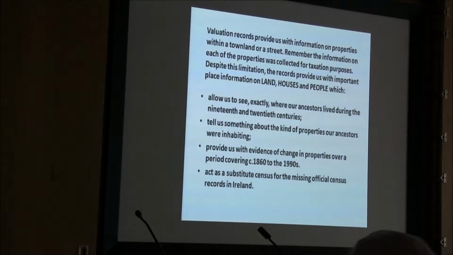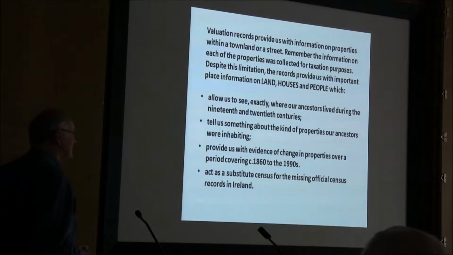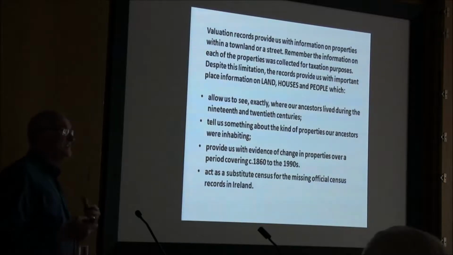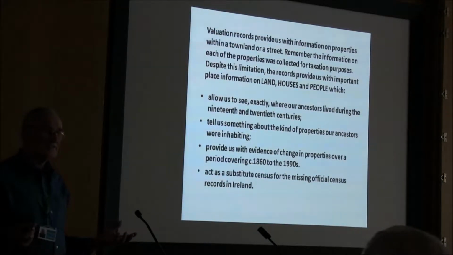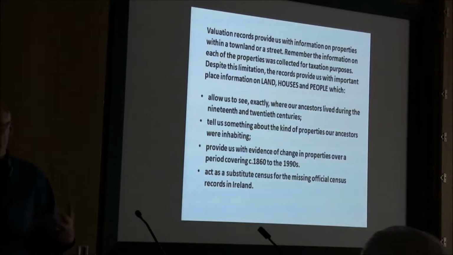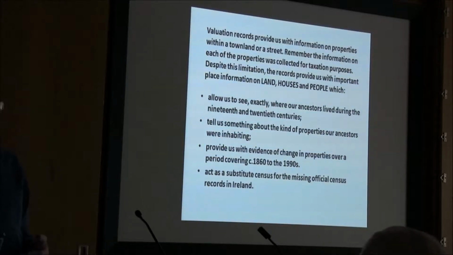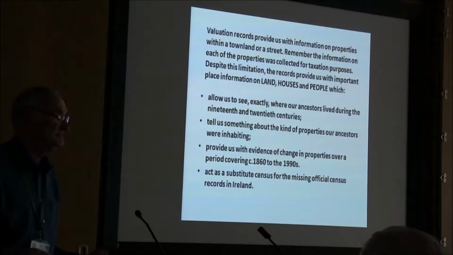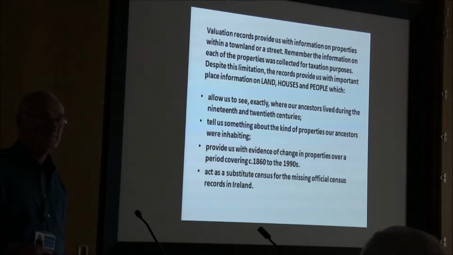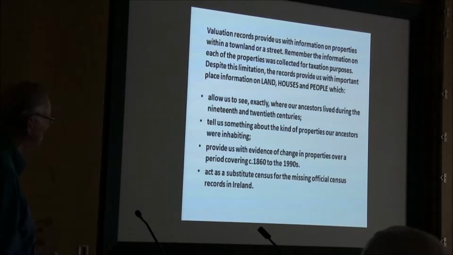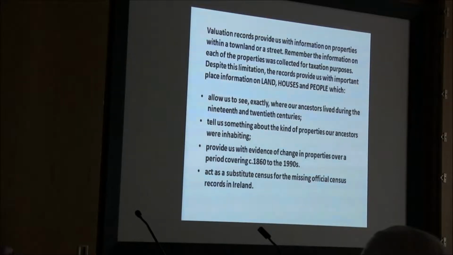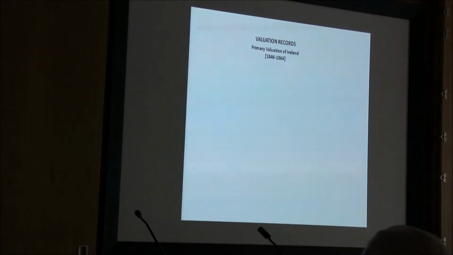And finally, it's also seen as a substitute census for the missing official census records in Ireland, which it is. After all, if you want to know if your ancestor was around in such and such a place in 1860, there's only one place you can find it, to be honest, and that is in the Griffiths valuation. You can find it in birth records and so on and so forth, but you need to use that as a census. But it's not a full census by any means of the imagination. Now, what are the valuation records?